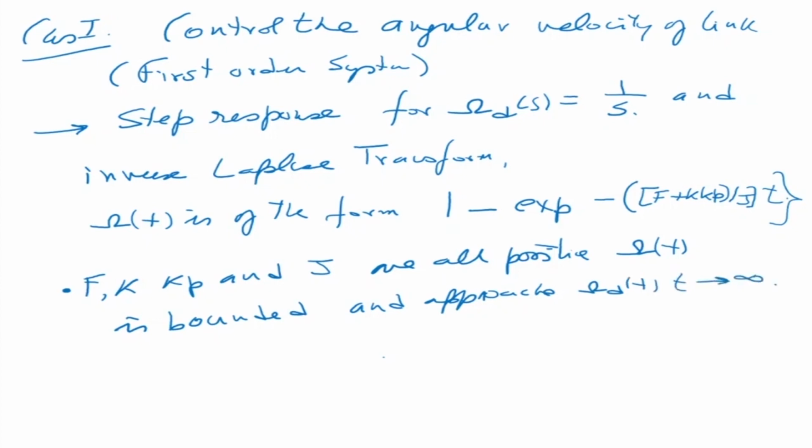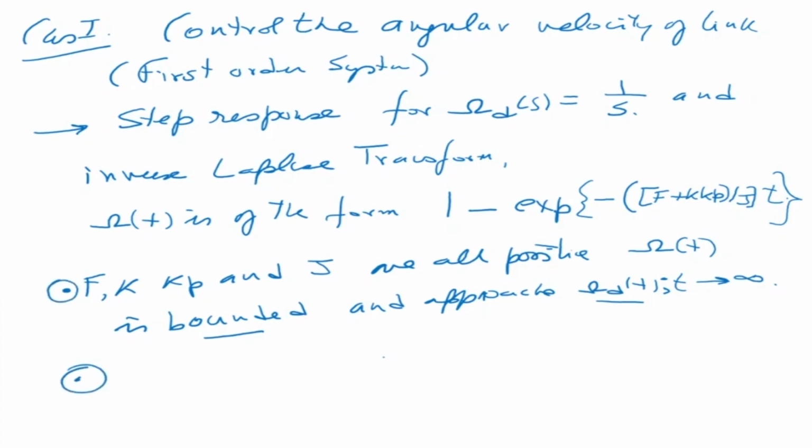Now we see in this expression that it is 1 minus exponential of minus f plus k kp by j into t. Because it is written this way, and f, k, kp and j are positive values, that means essentially that omega t, the time response, is bounded and approaches the input, which is omega dt, as time approaches infinity. So as time goes towards infinity, this system will tend to go towards the desired input. That's the first thing we observe.